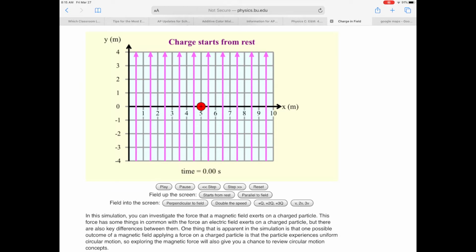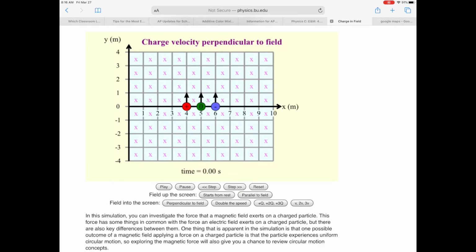And now I'm going to have it moving parallel to the field. It's moving upward, the field is upward. Parallel moving charges experience nothing when they're in a magnetic field. Now we're going to move it perpendicular to the field. So notice we've changed our field direction. The field is now going into the page or into the screen, and we have 3 different objects.